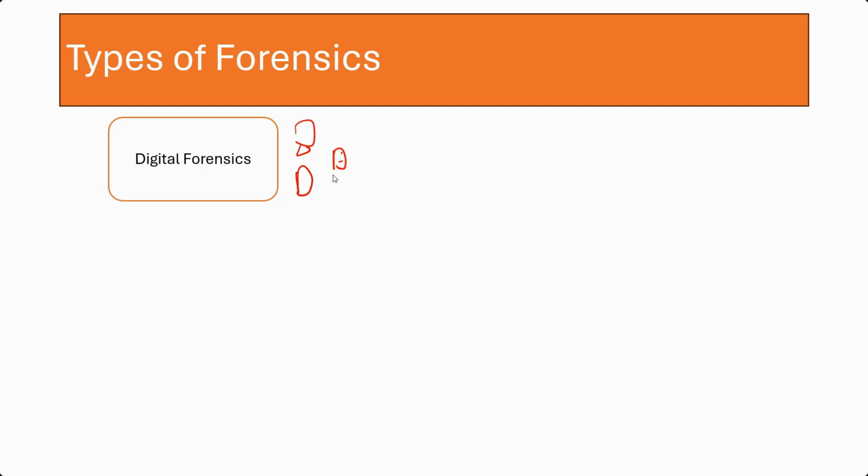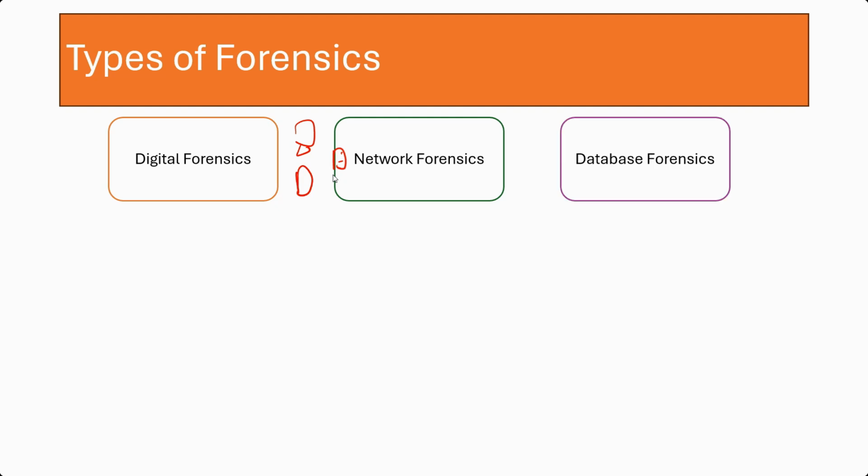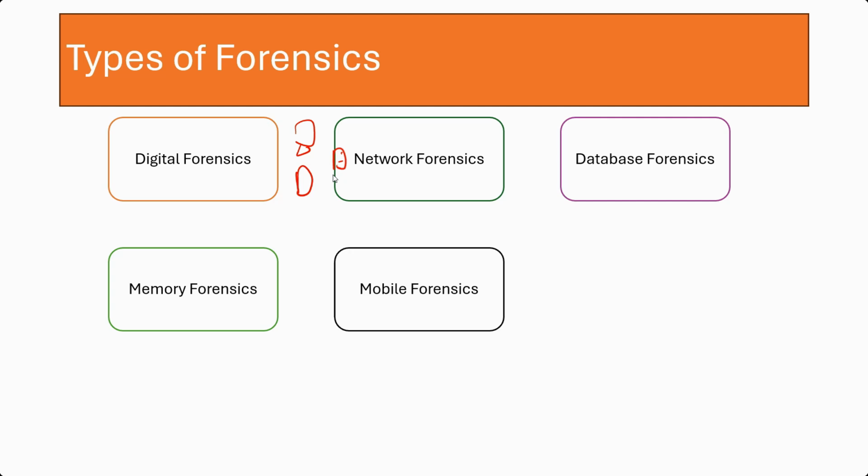Everything else is a part of it. For example, we do network forensics. So this is a kind of activity under digital forensics. For example, database forensics, we do it on database servers like MySQL, SQL servers. Memory forensics is again a part of digital forensics, where we acquire the memory dump and then we perform the analysis of RAM and cache. Then we have mobile forensics. Mobile, of course, as the name says, we deal with the mobile phone and perform the forensics on it.